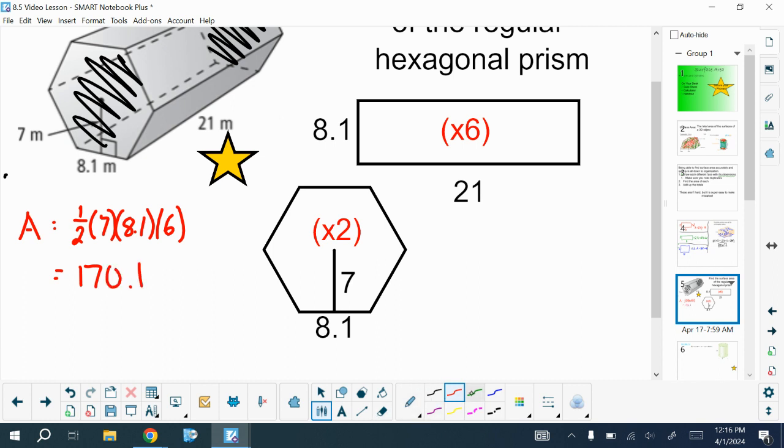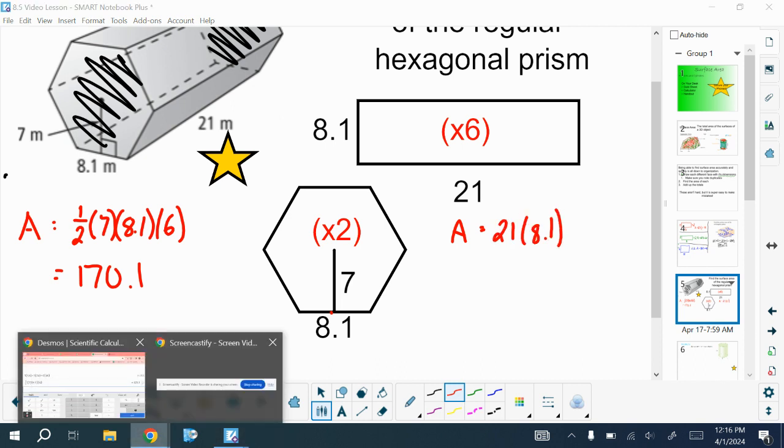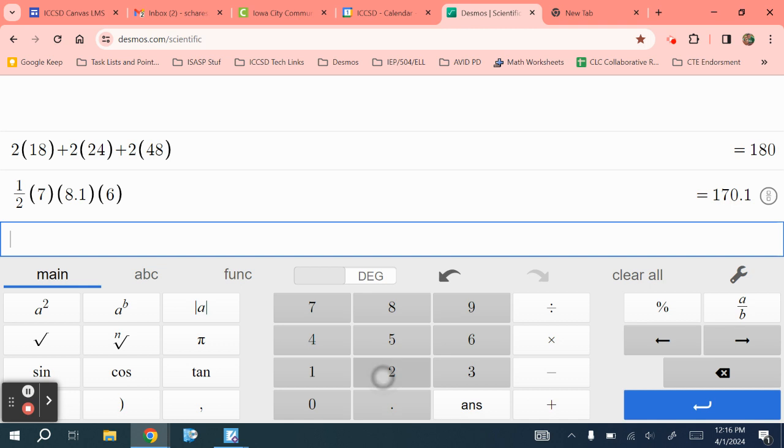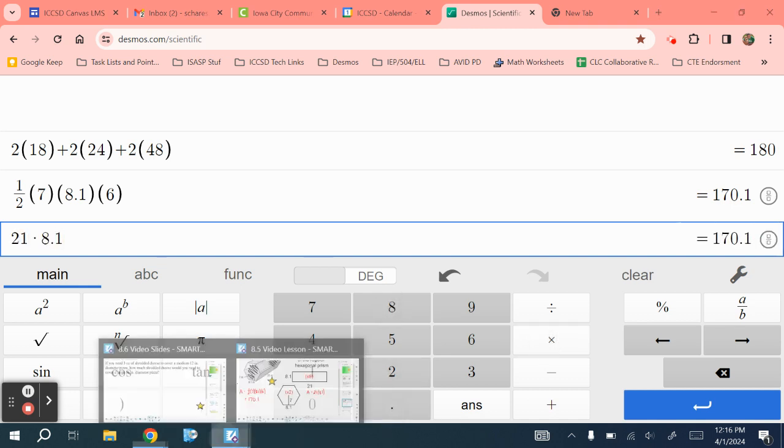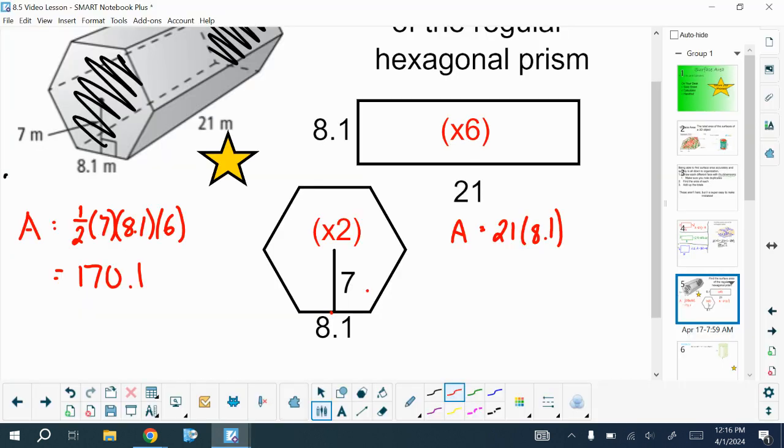And then I'll come over here. This one's just a rectangle, so it's 21 times 8.1. And I'll do that. And also 170.1. That is just a coincidence for this particular shape. That will not happen most of the time, for sure.